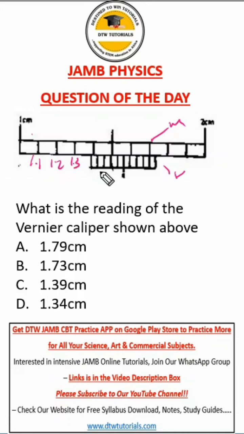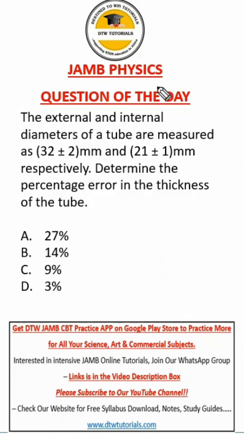Now you look at the vernier scale. This is where it stops. So the value immediately before where this vernier scale starts will be the value for our main scale, which is 1.3 centimeter. Now, to get the value of our vernier scale, we have to look for a point of coincidence where the marking of the main scale coincides with the marking of the vernier scale, and it is here. Let us count: 1, 2, 3, 4, 5, 6, 7, 8, 9. And 9 divided by 100 is 0.09. When you add this, you get 1.39 centimeter.